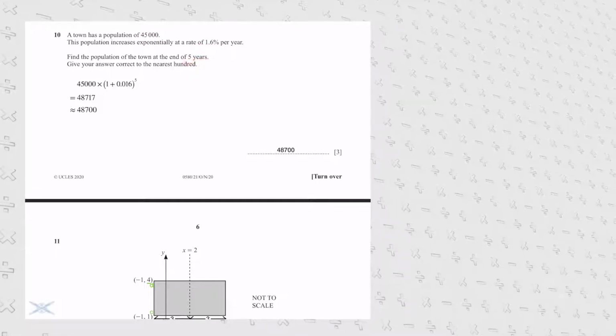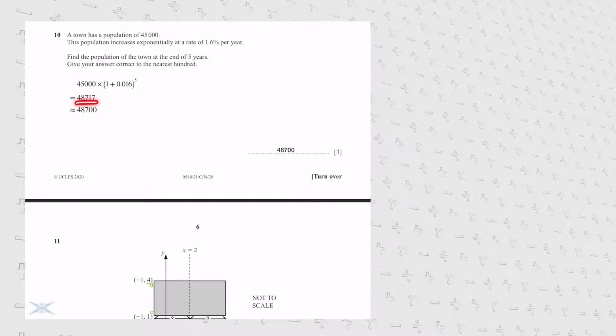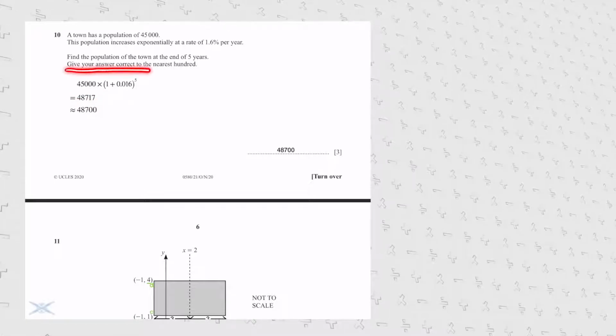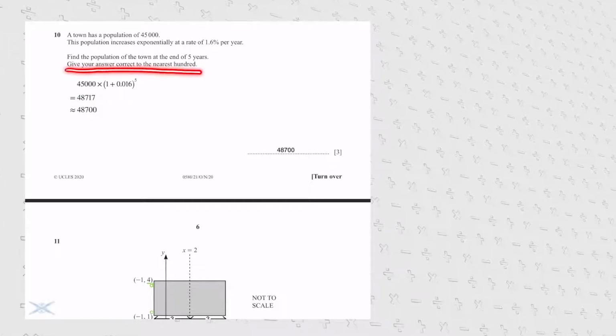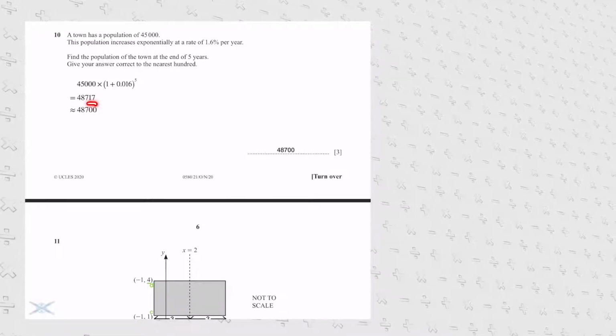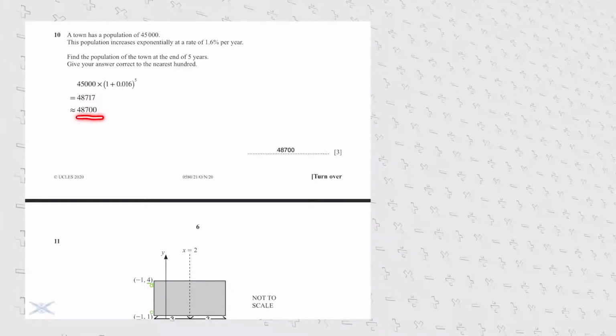After inserting all of that information into the formula provided, we will receive 48,717 as a solution. Keep in mind though that we are required to state the answer to the nearest 100. So taking a look at the final 2 digits, 17. 17 is less than 50, which means that we need to round down and receive 48,700.